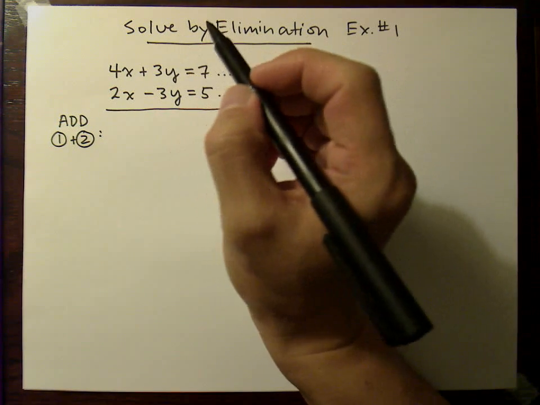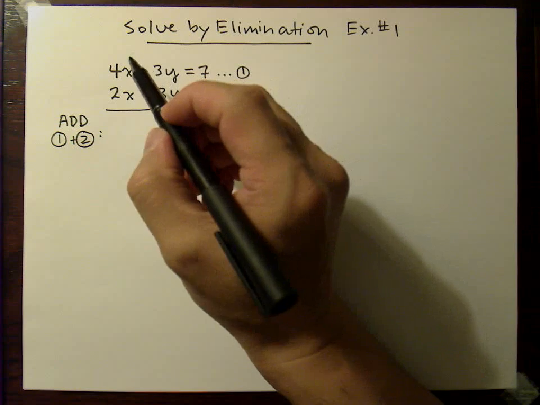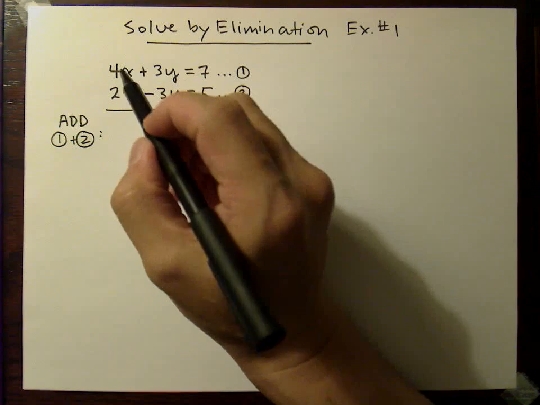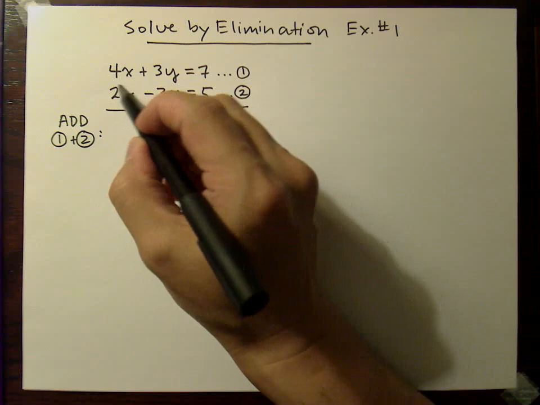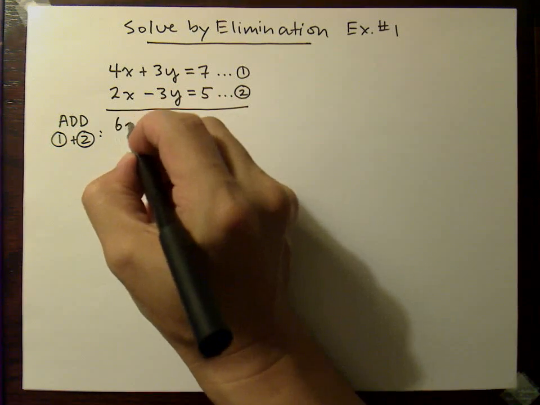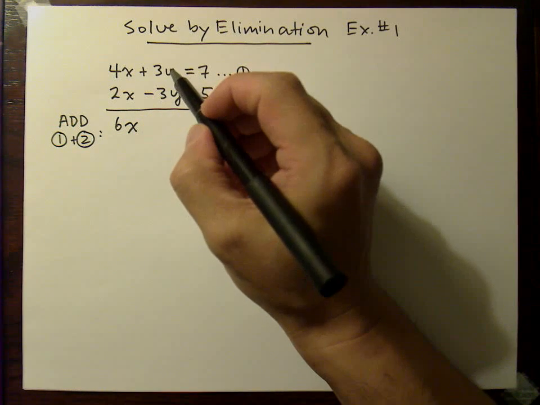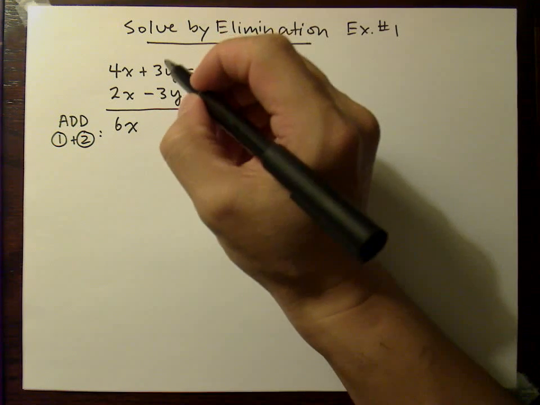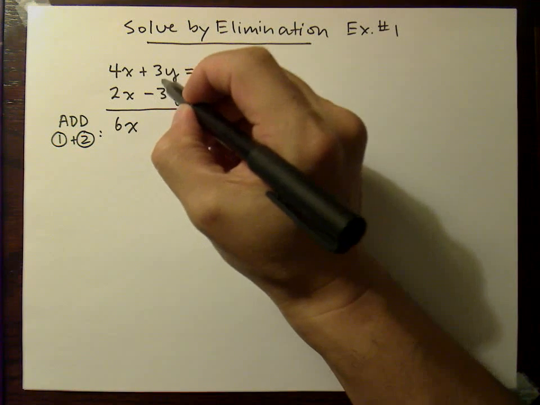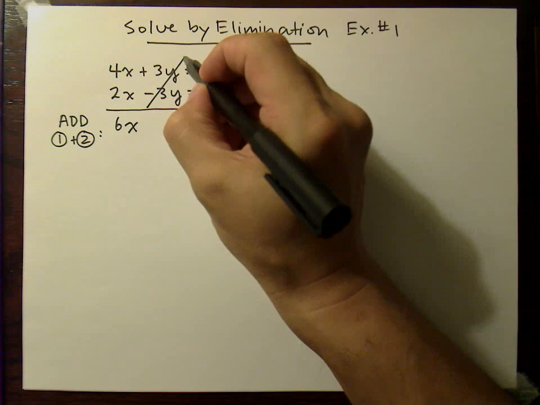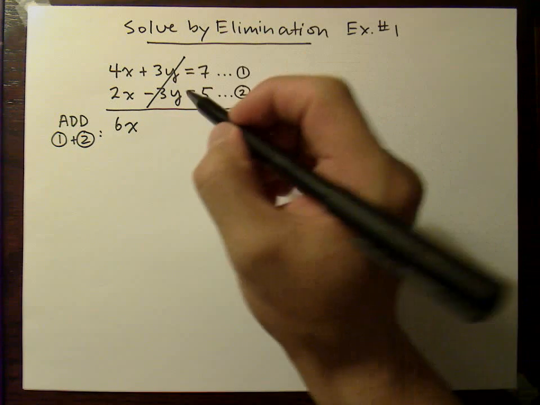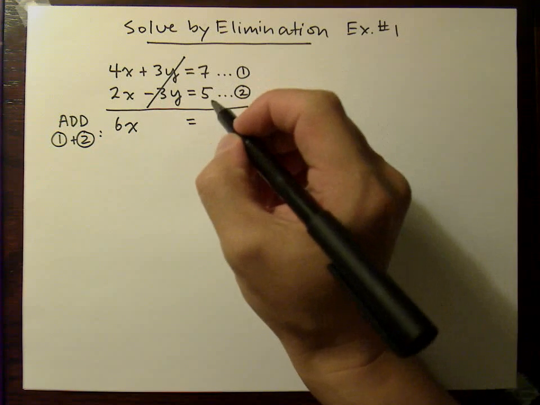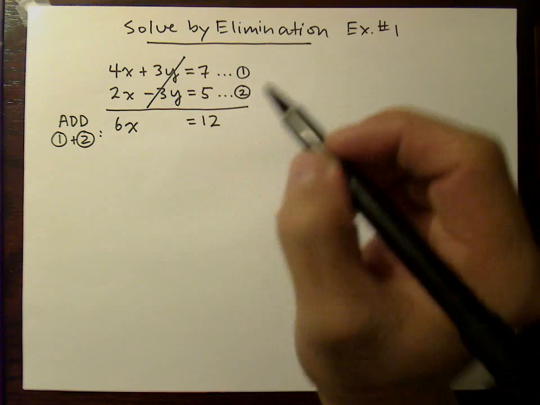If we add the two equations, then we need to add the like terms. So for example, if we're going to add 4x, we need to add it to the 2x, which gives a total of 6x. When we add the 3y with the negative 3y, we notice that that will lead to 0, eliminating the y term. And lastly, on the other side, we have 7 plus 5, which gives us 12.